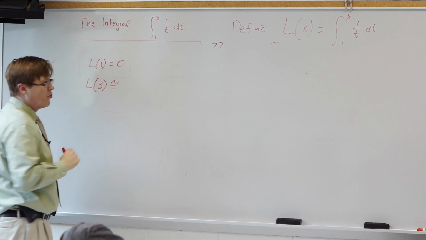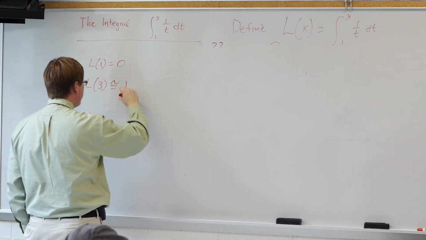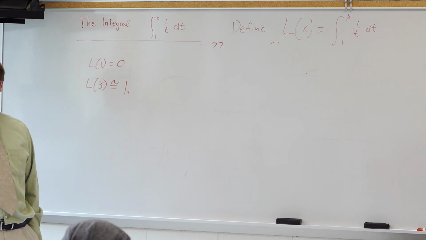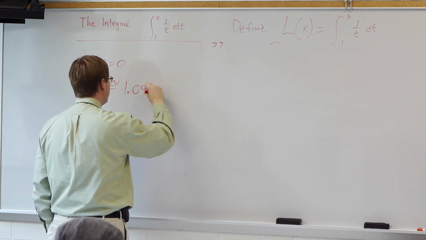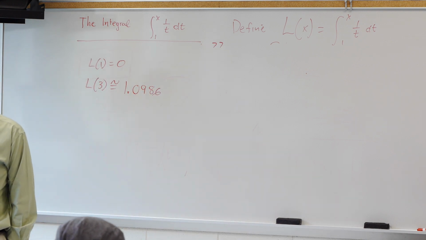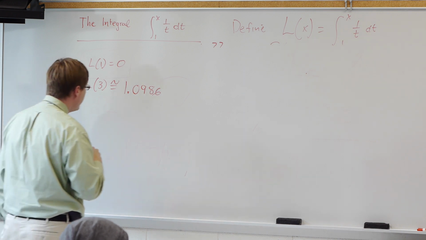And L of 3, I erased the table over there, but who had that? Who had L of 3 in your group? Do you remember what it was? All right. So L of 3 is approximately that. That was our trapezoid approximation. Or was that the real value? Great, thank you.